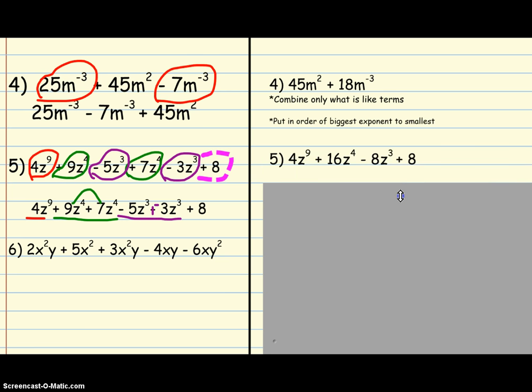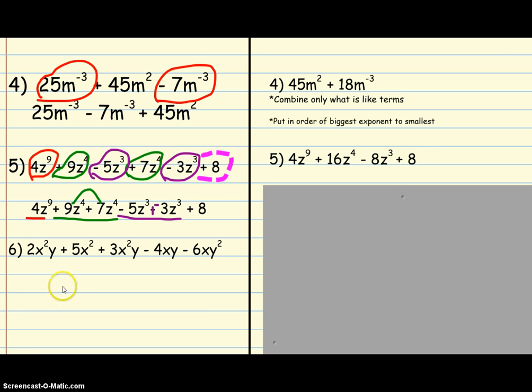So altogether, we've got 4z to the ninth. As we said, 9 plus 7 is 16. Keep the z to the fourth. Negative 5 plus negative 3 is negative 8. Keep the z to the third, and then the plus 8 just tags along.